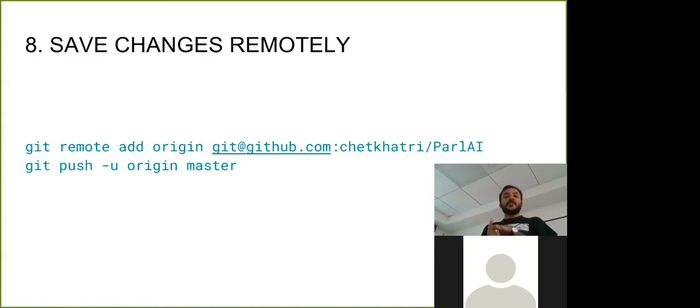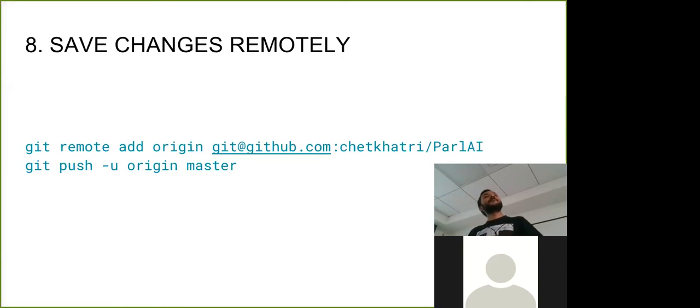And when you want to save the change remotely, you say git remote add origin with the git URL, and git push -u origin master, if it's master. Master is the branch. If you want to push to any other branch that you have created, you can say git branch and the branch name, or git checkout -b and the branch name. Both are the same. We do these things regularly.